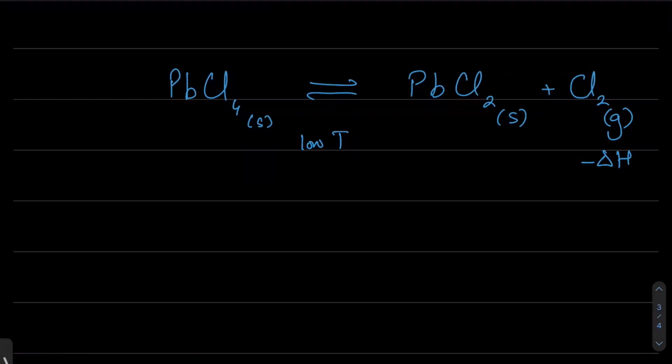Low pressure. Low pressure. Why? Because there are more moles on the forward side. There are more moles on the right side. So that means there is high pressure on the right side.